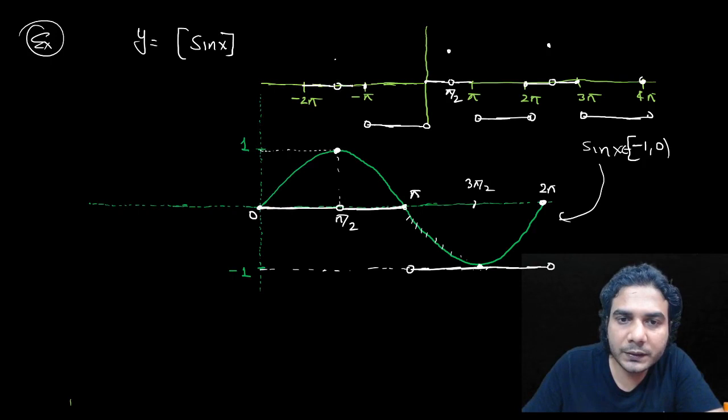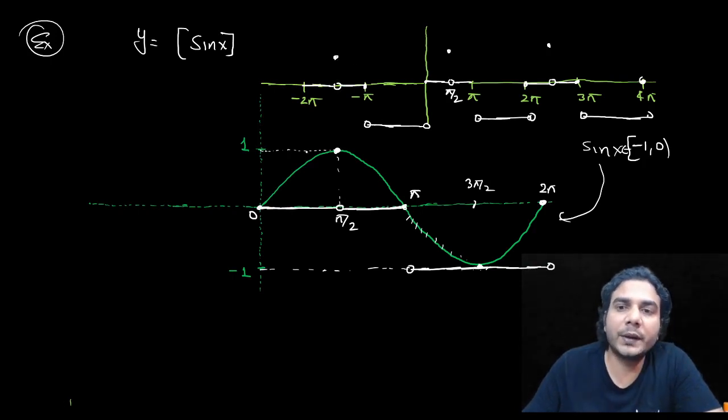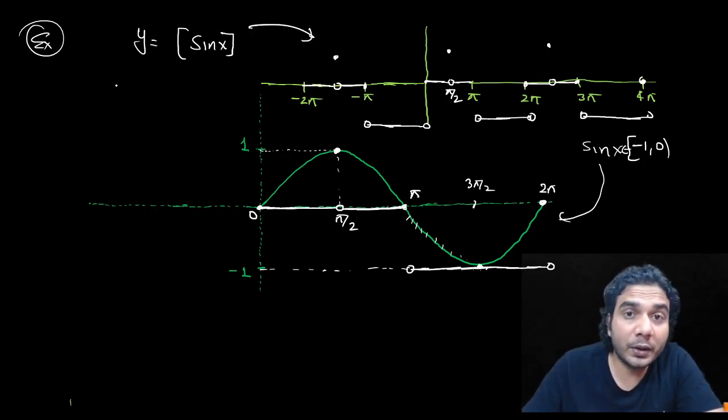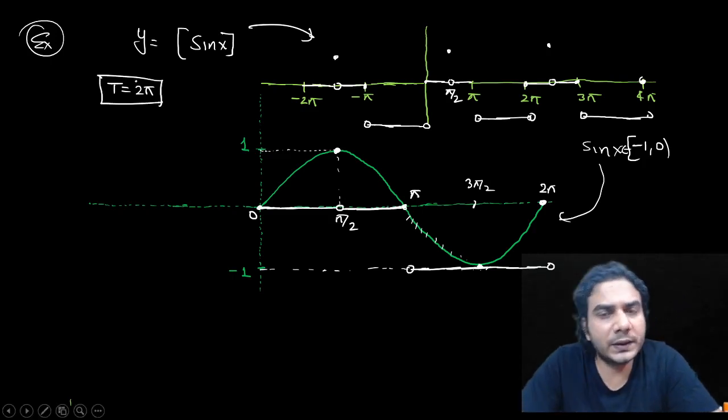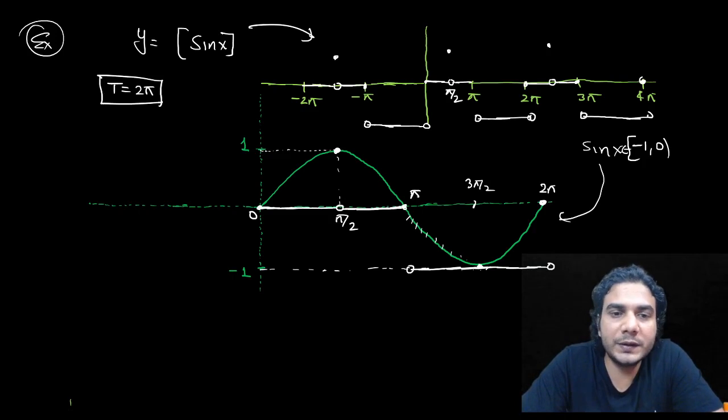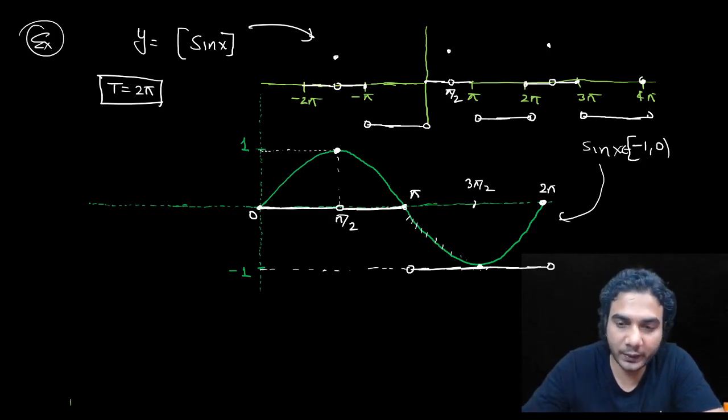It's a periodic function, so greatest integer of sine x will also be a periodic function. That is the graph of greatest integer of sine x, and its period is 2 pi, same as the period of sine x. So by putting greatest integer on periodic functions, they will remain periodic, because if f(x) is periodic, then g of f(x) is also periodic, okay?